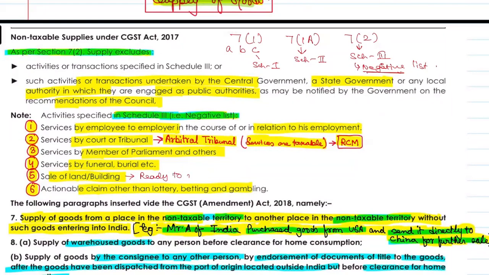Now see, sale of land and building, but this sale of land and building is all ready to move in, or fully completed. Because under construction building is what GST will be liable over there. Six is actionable claims other than lottery, betting, and gambling. So lottery, betting, and gambling, on that GST is there, but other than that, if there is any actionable claim, that will be GST free.